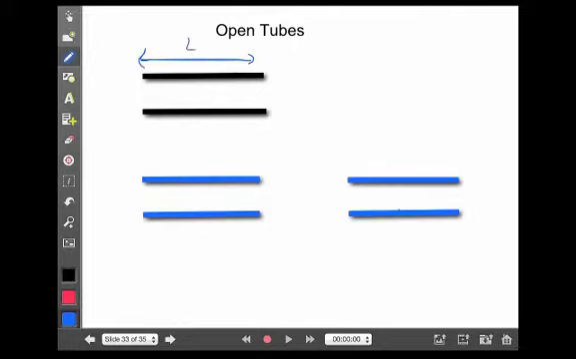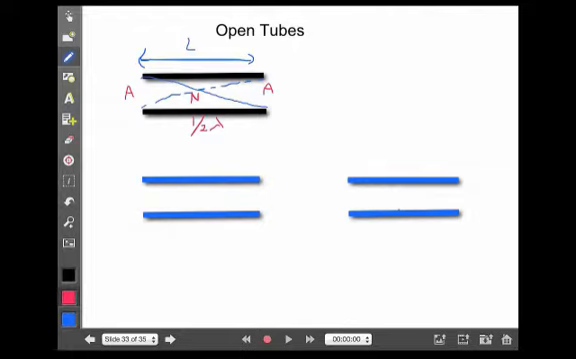If I create a standing wave, the lowest possible one is: I begin here, and I've got to have full amplitude at each open end. The only way I can do that is if my wave vibrates like this. That creates an antinode here, and a node here. You'll notice that's only half of a full wave. So it looks like the string, only the nodes and antinodes are reversed. Because the string is fixed at each end, there are nodes, but since the open tube is open at each end, that's where we're going to have our antinodes.